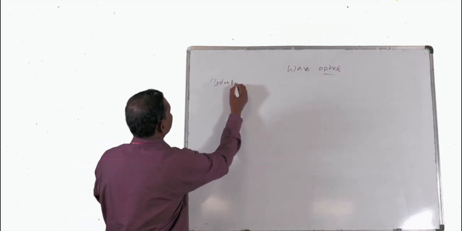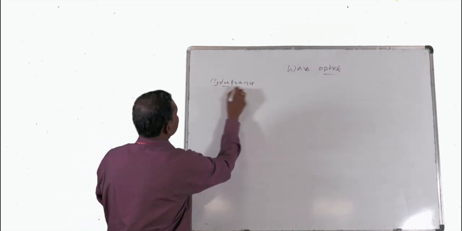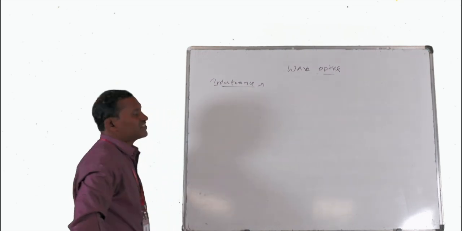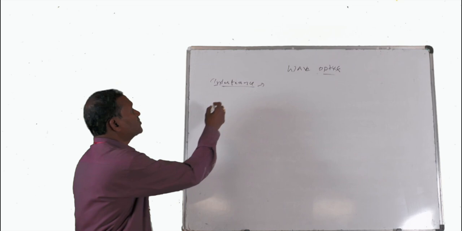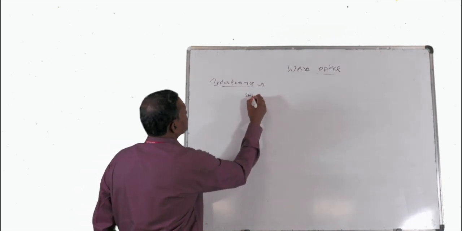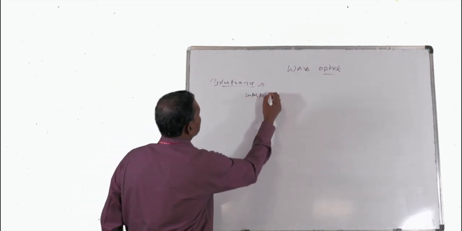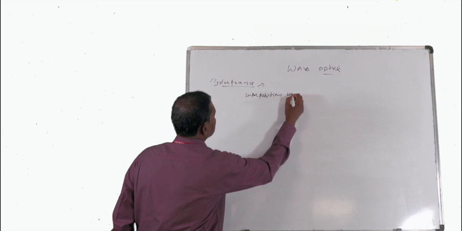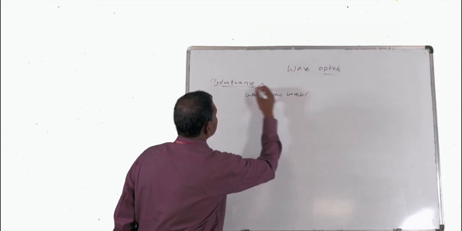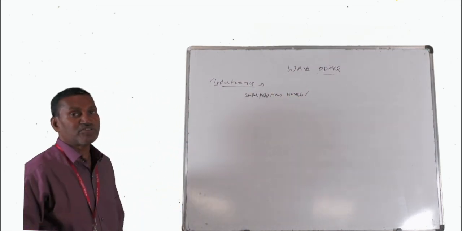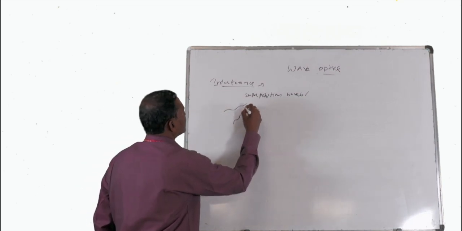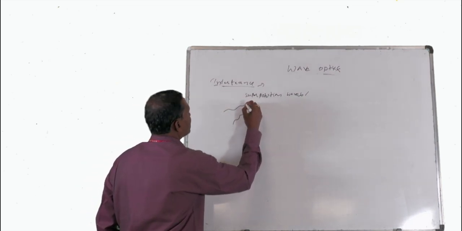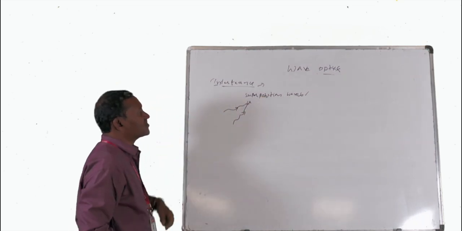So what is interference? Interference means the modification of intensity, or the superposition of two waves. Superposition of two waves is called interference. Superposition means, for example, one wave is there and another wave is coming like this, and these waves are mixed at a point. This is the superposition of two waves.